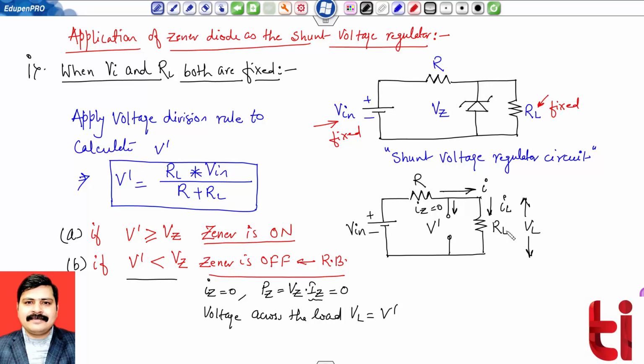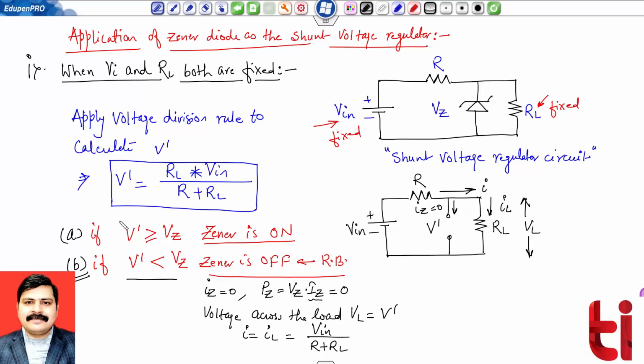And what is the value of current IL or current I? Current I will be equal to current IL, and this will be V in divided by the resistance of these two, so it is simply V in divided by R plus RL. One can easily calculate the voltage across this resistance; it is simply I into R. This is the analysis for the second case, where V dash is less than Vz, meaning when Zener is off. In this situation, I will not have a fixed value across the output.